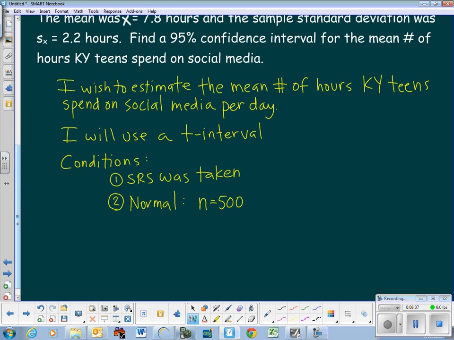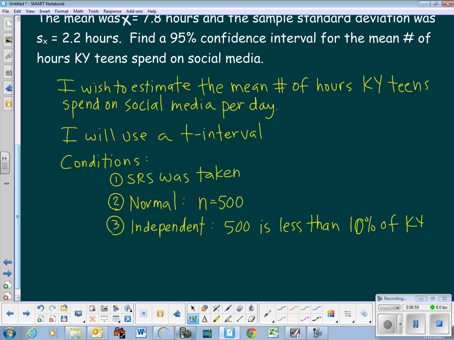Independent, this is the 10% condition. 500 is less than 10% of KY teens. All right, there are at least 5,000 teenagers in Kentucky. So our conditions are met. All right, so we can proceed.